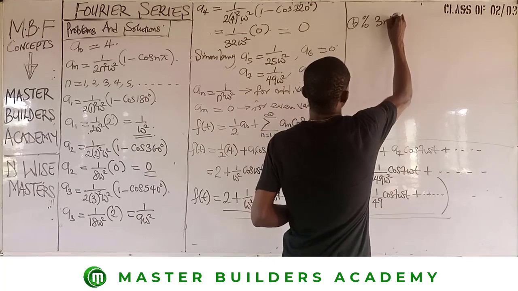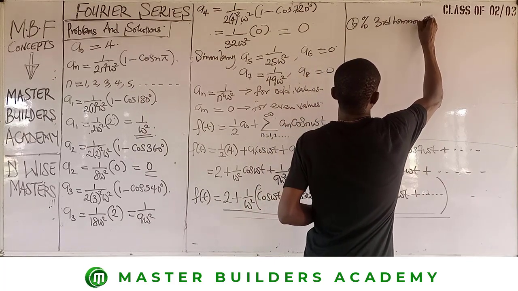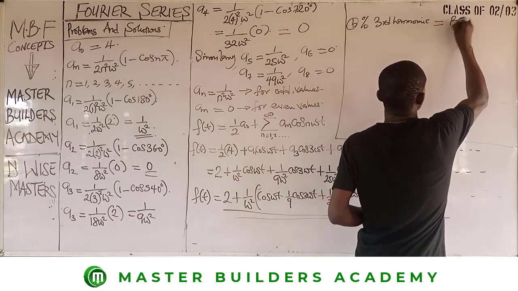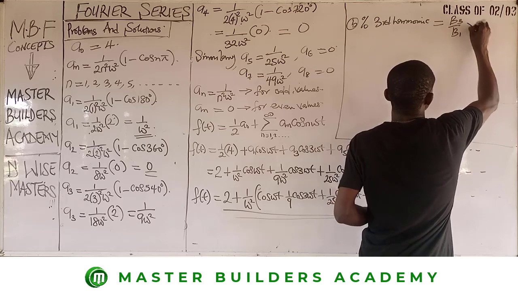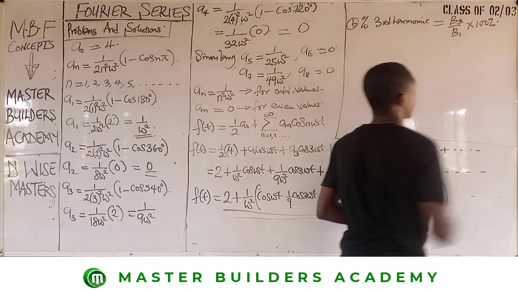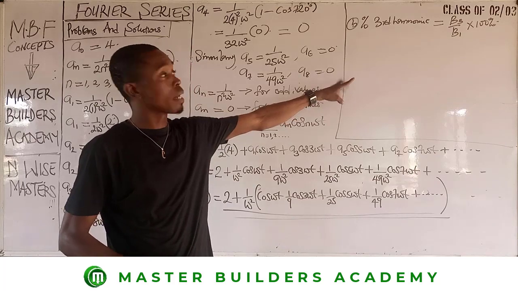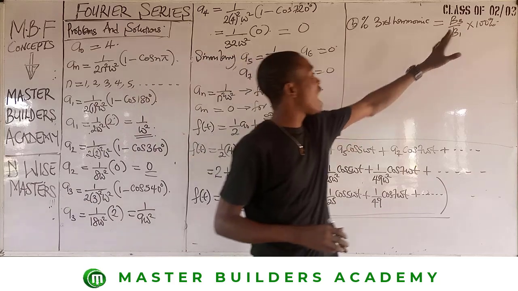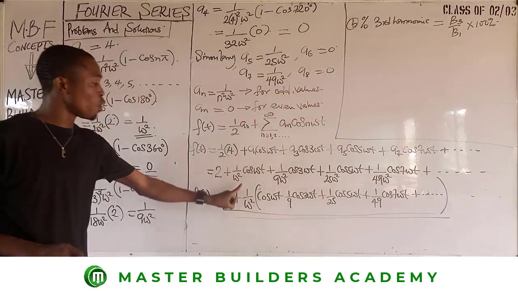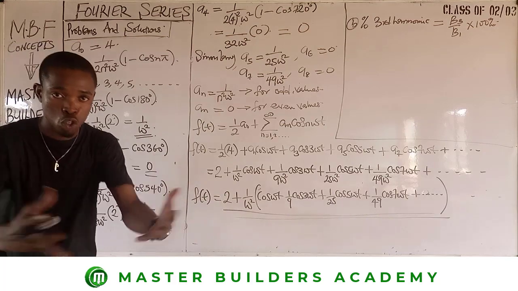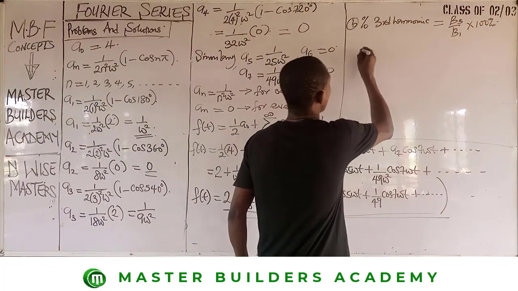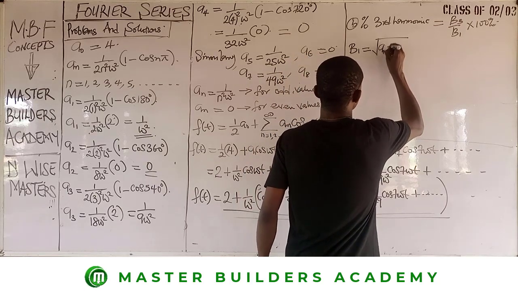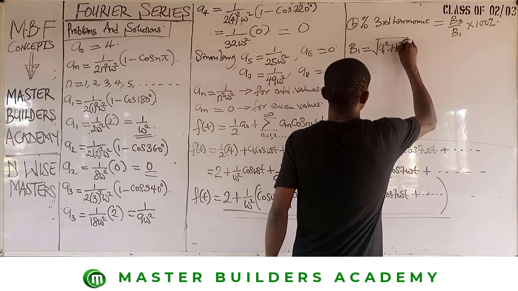percentage third harmonic. Remember, the equation is Bn over B1, right? So percentage third harmonic becomes B3 over B1 times 100%. This is the formula to find the percentage third harmonic. So our B1 is the first value for A1. We'll solve that out now very quickly. So how do I get B1? B1 is equal to the square root of A1 squared plus b1 squared.